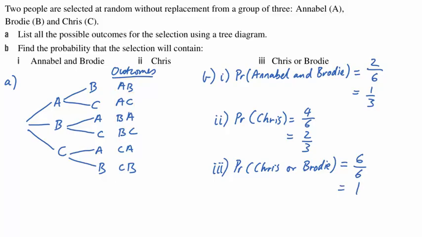Now, of course, just intuitively, you're guaranteed to choose Chris or Brody because the only way you could leave them both out would be if you chose Annabelle by herself. But because we're selecting without replacement, we can't have two people chosen that are both Annabelle. So that's why it's guaranteed that one of Chris or Brody, or maybe both of them, will be selected.